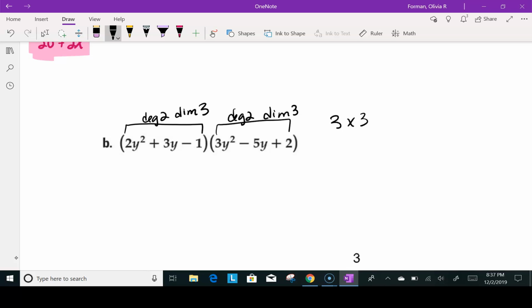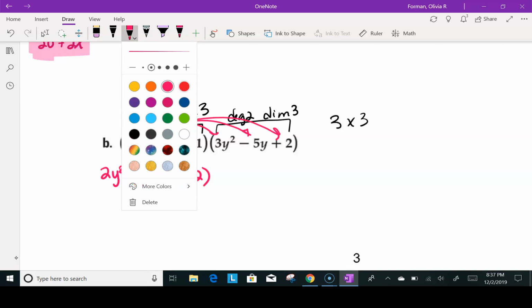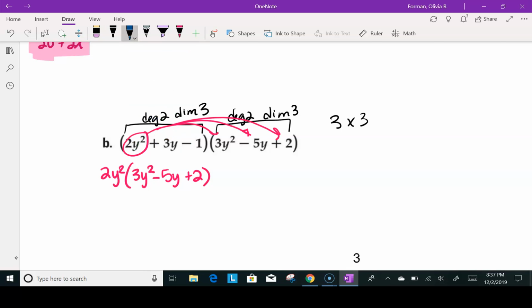Okay, so I said I'm going to do the distributive property. So what I'm going to be doing is taking this term and multiplying it by these 3. So I take my 2y squared and I'm multiplying it by 3y squared minus 5y plus 2. Then I move on to my next term, which is this 3y, and I'm doing the same thing. I need to multiply it by all 3 terms.